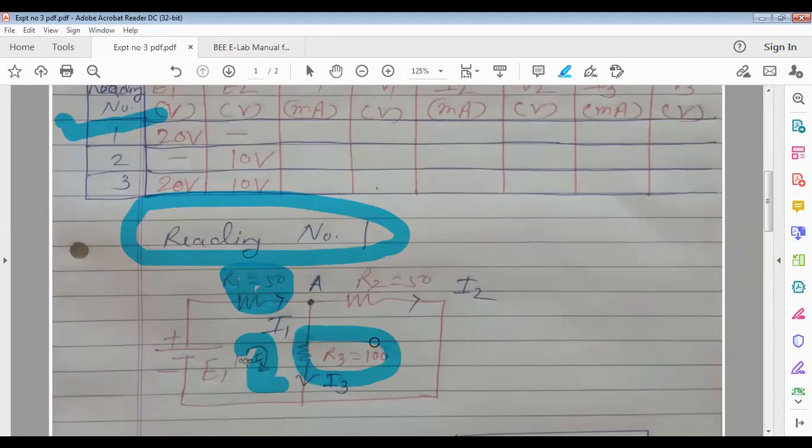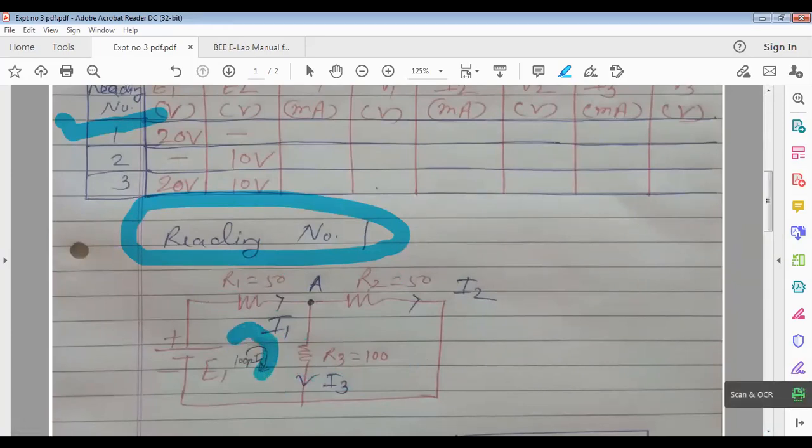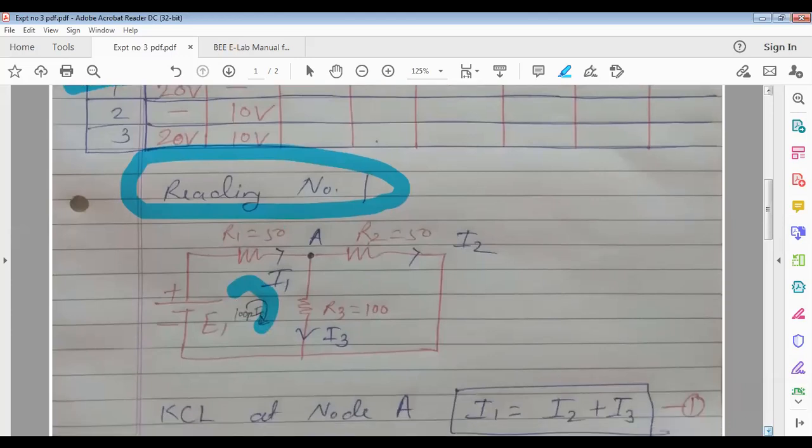What is the voltage drop variable we are using for voltage drop across R1? V1. Correct. Across R1, it's V1. Across R3, it's V3. So can you tell me the KVL equation for this loop 1 for the first reading? KVL equation in terms of E1, V1 and V3.